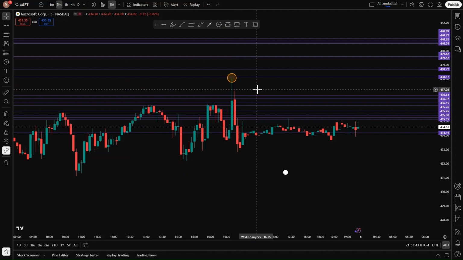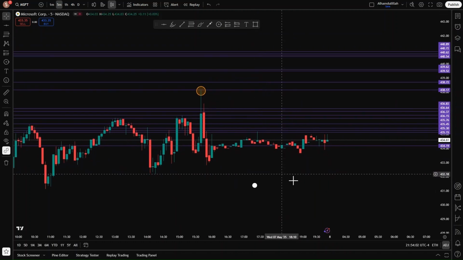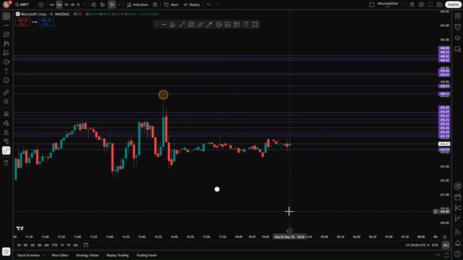You don't have to do anything difficult. You don't have to make it hard. All you have to do is wait for that area of resistance to be broken, wait for it to turn into support, and go ahead and just get in. That's it. You see how just using that trick, we were able to find the exact entry.